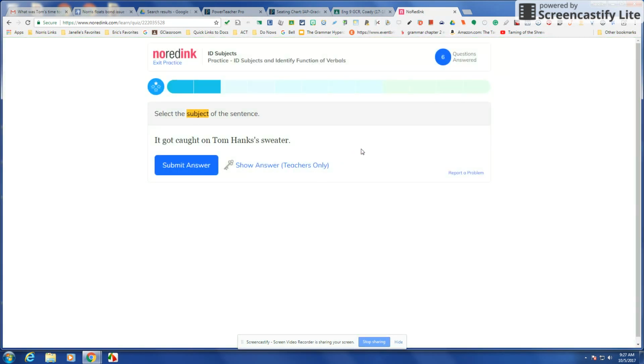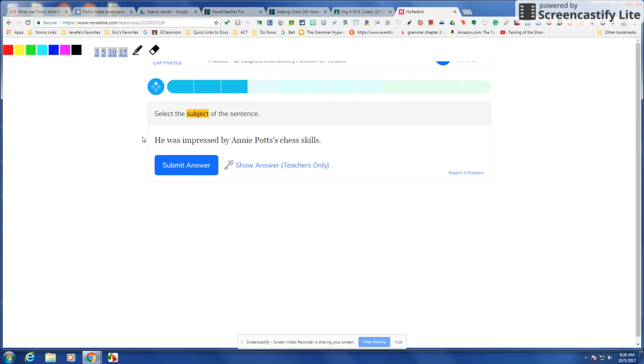Question 6, it got caught on Tom Hanks' sweater. We don't know what it is. Could be a fish hook or anything else, you know, or maybe his wife's earring, who knows. But got caught is the verb. So if you draw that line, the subject is on this side, so it is the subject. All right, he was impressed by Annie Potts' chess skills. They want the subject. So the verb is was impressed. Draw that line. Here's the subject, he.